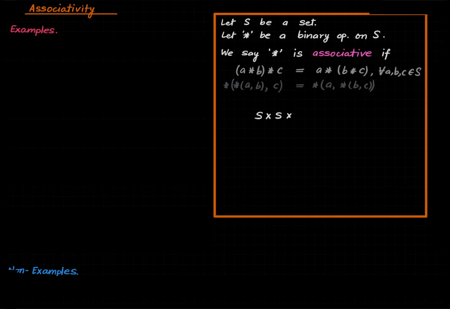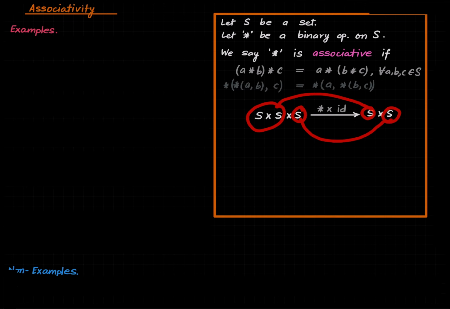So this time we take this particular Cartesian product S cross S cross S and map it to S cross S. So what is this horizontal map? Let me write it this way, it is star cross identity. What does that mean? Star is a map from S cross S to S. Identity is a map from S to S. And you are just taking the Cartesian product of these two maps.